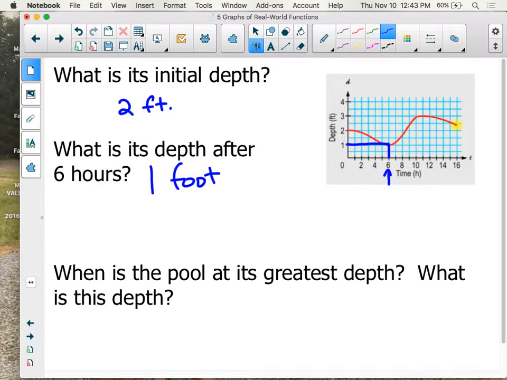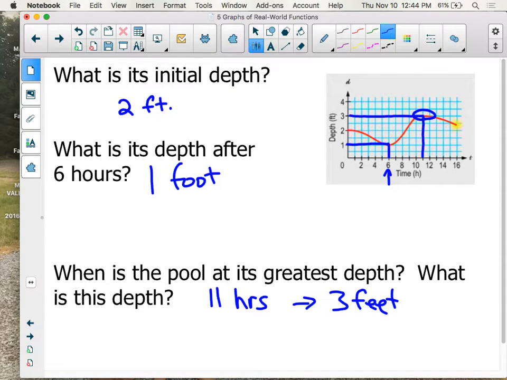And then when's the pool at its greatest depth? Well, let's see, when is the y value, the depth, the highest? It looks like somewhere right around there. So I'm thinking at the 11-hour mark, maybe, is when the depth is at its greatest, and that would be 3 feet. So 11 hours after we started filling up the pool, it's 3 feet deep at that point. So that's how we can read our graph.